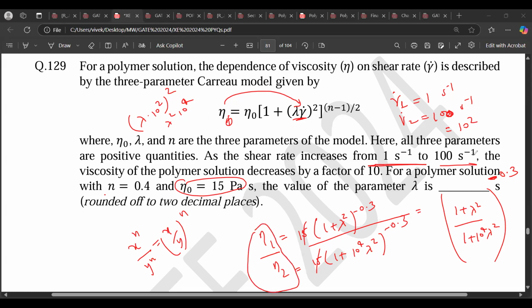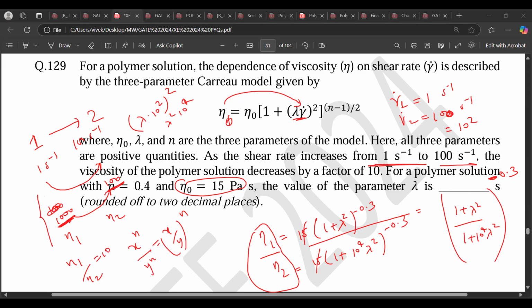If you increase this, the viscosity decreases by a factor of 10. This is very interesting. When you go from 1 to 2, in 1 you have 1 second inverse, and in 2 you have 100 second inverse. The value reduced by 10 times. But if you assume it was 1000, it becomes 100. 10 times. How did you know? This divided by this. So if this is eta 1 and this is eta 2, then eta 1 by eta 2 is given as 10.